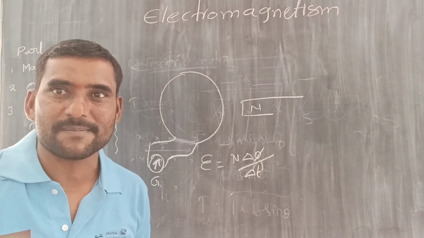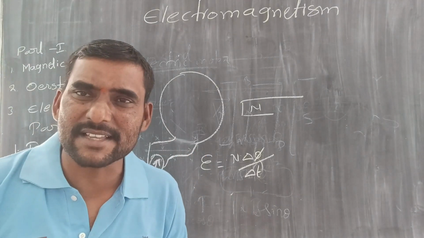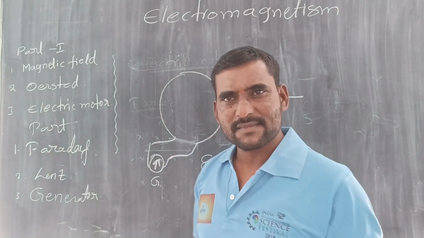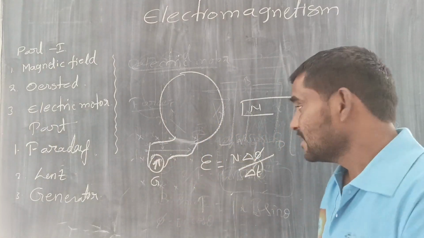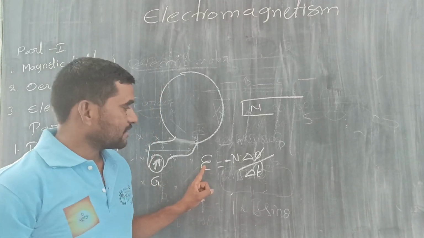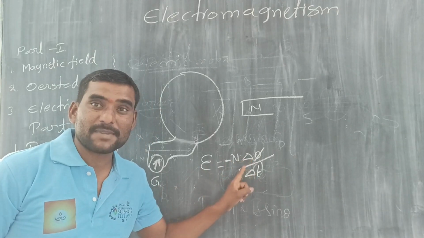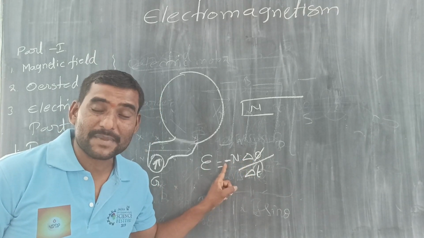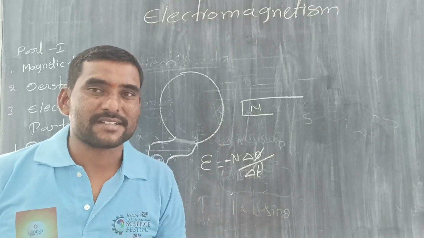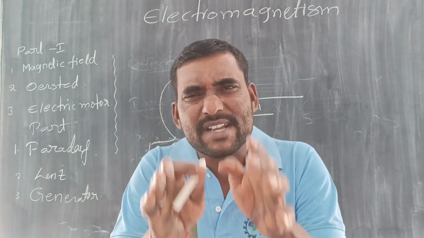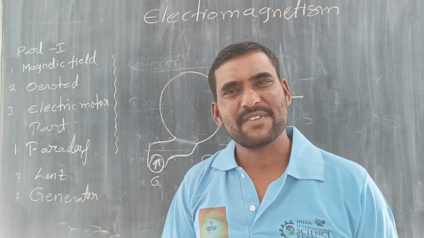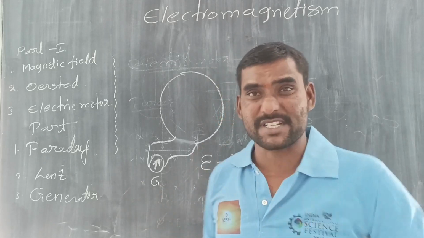Next, Lenz's principle. Lenz's principle explains the direction of the induced current. So the formula is like this: E is equal to minus N delta phi by delta t. N is the number of coils, and minus indicates the direction of the current. The induced current direction is always opposite to the flux change in the coil. It is very important. Opposite.